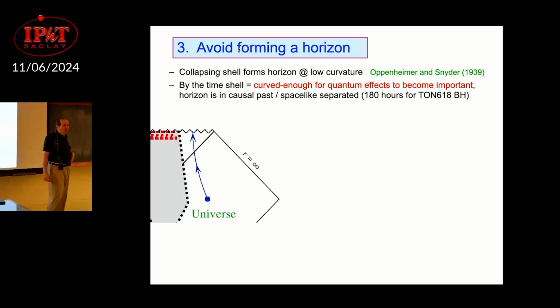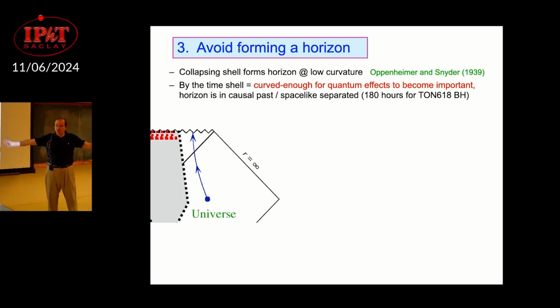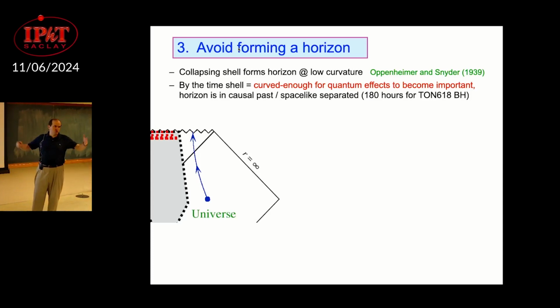Now, problem number 3 is even worse. Problem number 3 is that you are collapsing a shell of dust. Let's suppose I collapse a huge shell of dust, bigger than this TON 618 black hole, which is the biggest, fattest black hole in the known universe.